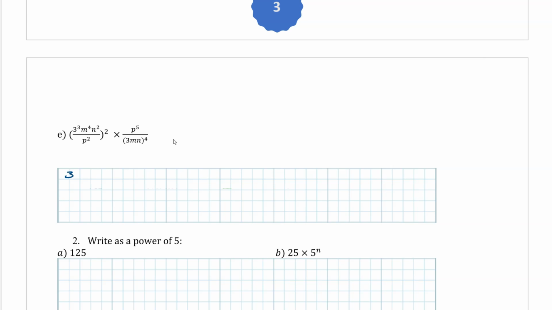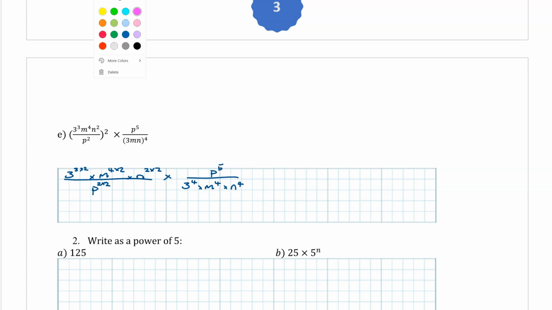So we're going to find that we get 3 times 3 times 2 times m to the 4 times 2 times n to the 2 times 2. And that was the numerator. Now we have to deal with the denominator. So we're going to get p squared times 2 up there, like so. Then our second factor, downstairs we're going to get 3 to the 4 times m to the 4 times n to the 4. And then that will be p to the 5 upstairs.